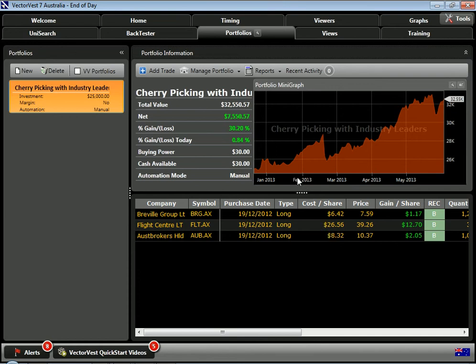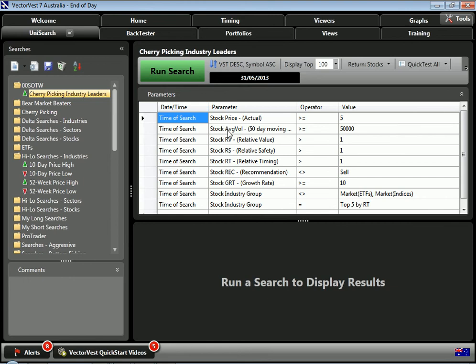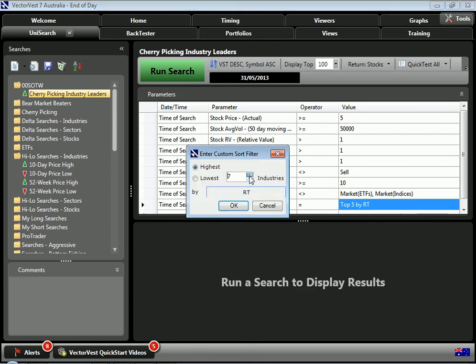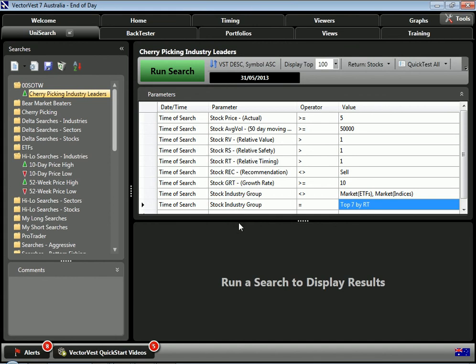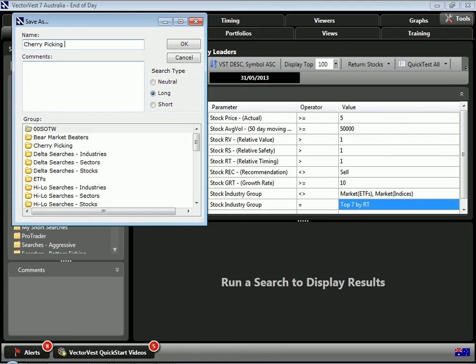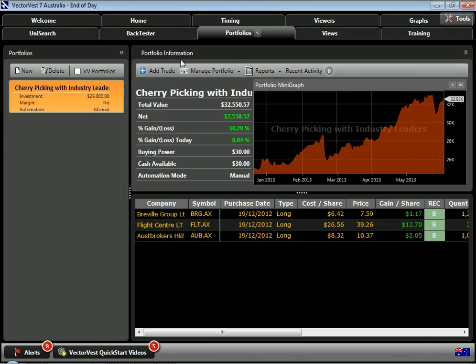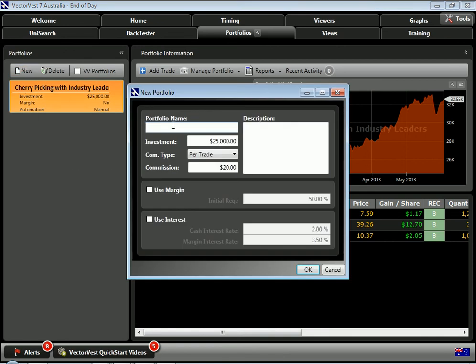So let's go back to the Unisearch tool. And instead of limiting myself to the top 5 industries by RT, I'm going to come down to the Custom button and change it to 7 industries by RT. And let's save this as cherry picking 7 industries. I'm saving it in the strategy group again. Click OK. Go back to our portfolios tab. Let's create a new portfolio. We'll name this portfolio cherry picking 7 industries.